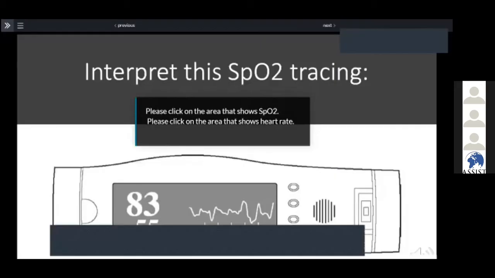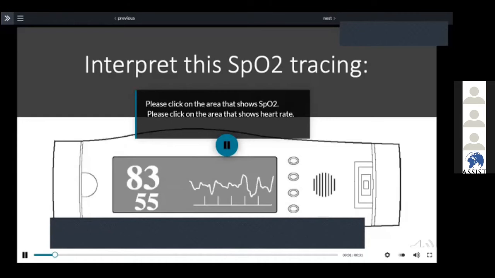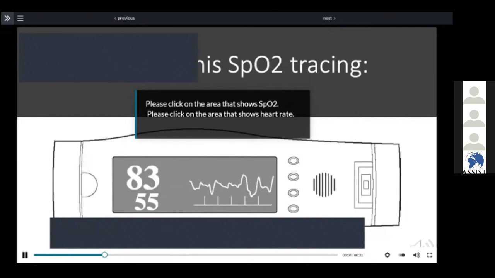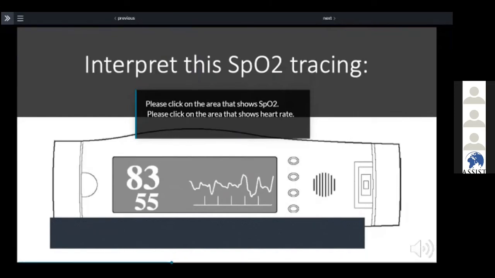Can I click on that? Can you interpret this SpO2 tracing? What is the heart rate? What is the SpO2?